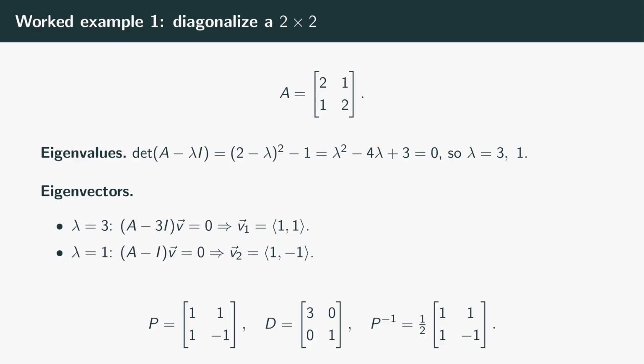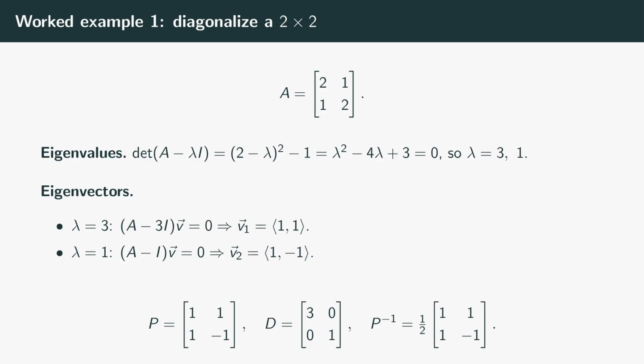Let's diagonalize a concrete matrix, the 2x2 with rows 2, 1, and 1, 2. First, the eigenvalues. The determinant of A minus lambda times the identity is the quantity 2 minus lambda squared minus 1. Expanding gives lambda squared minus 4 lambda plus 3, which factors as lambda minus 3 times lambda minus 1. So the eigenvalues are 3 and 1. 2 different eigenvalues, so we already know it is diagonalizable.